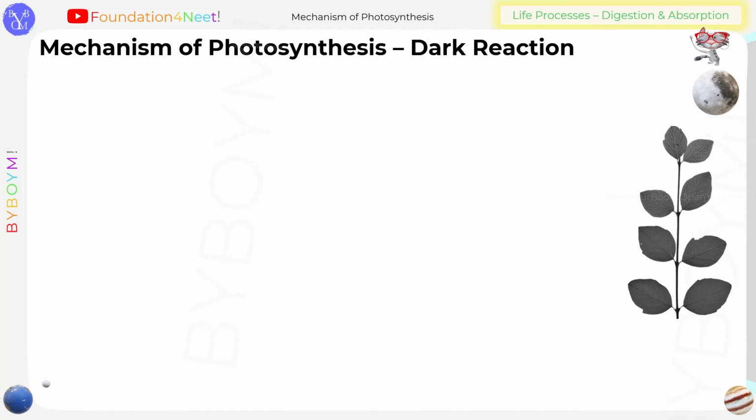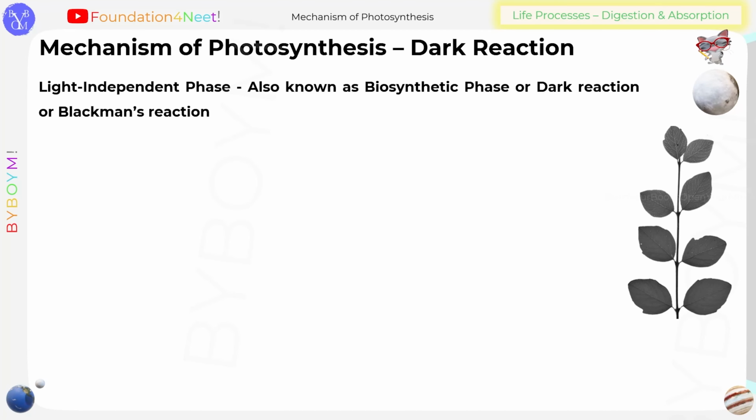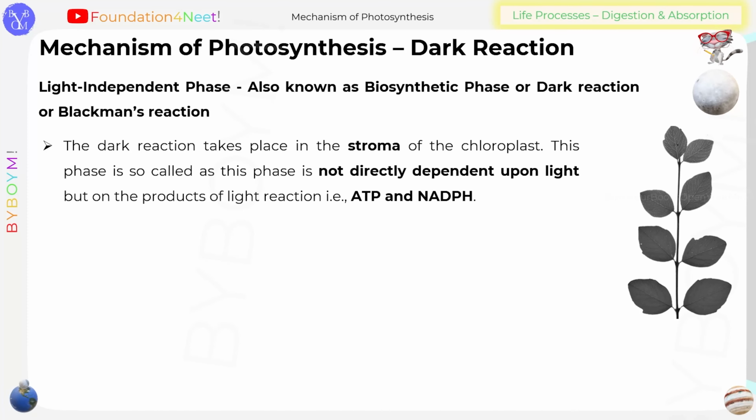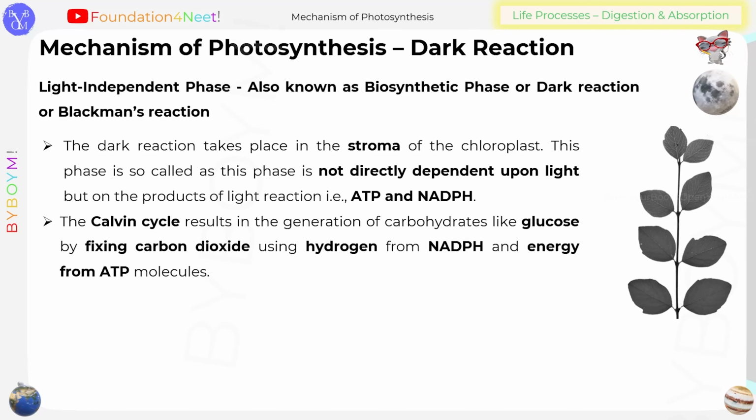The dark reaction is also known as Blackman's reaction, because this reaction can occur in the dark. It can occur in light, it can occur in dark. It is only dependent upon the products of light reaction, that is ATP and NADPH. It is also known as the biosynthetic phase because glucose in the actual sense is produced in this phase. So the dark reaction occurs in the stroma, whereas the light reaction occurred in the thylakoid membrane. This phase is not directly dependent upon light but on the products.